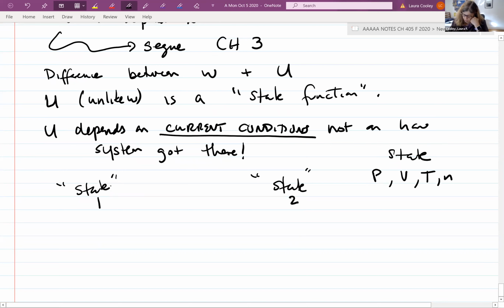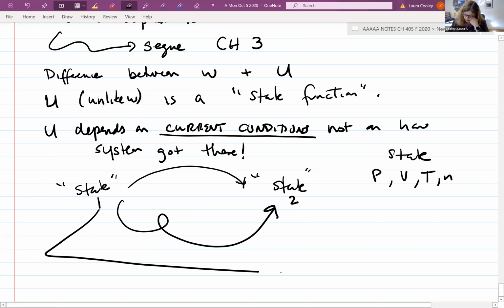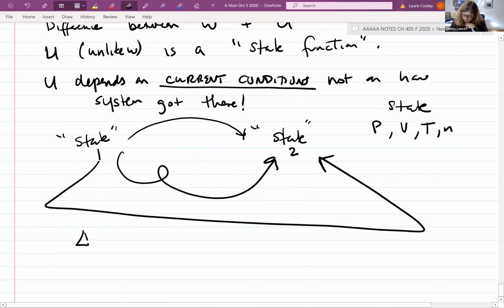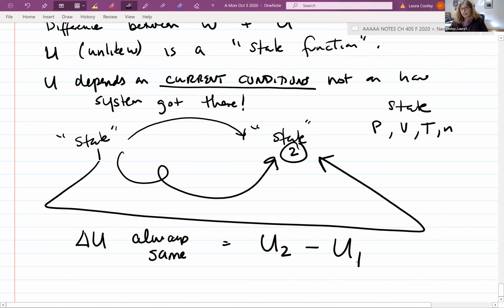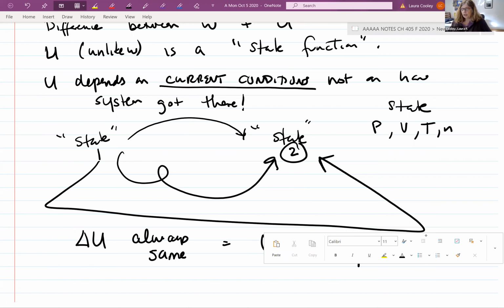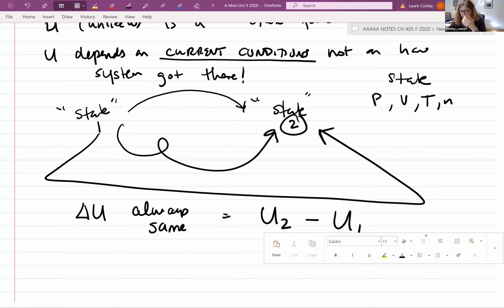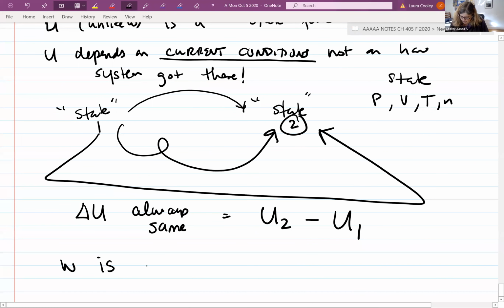So if you go from state 1 to state 2 with one path, or with another path, or with a third path, you always get the same delta U. Delta U is always the same. It's always whatever the internal energy is at state 2 minus whatever the internal energy is at state 1. But W is not like that, because we just saw an example where we had two different paths and two different values of the work. So work is not like that.